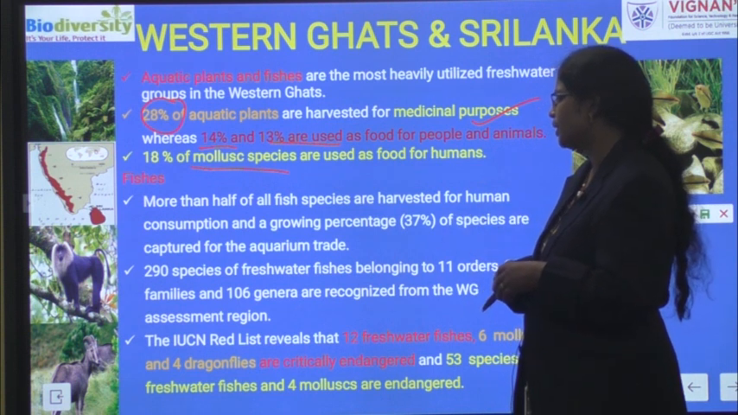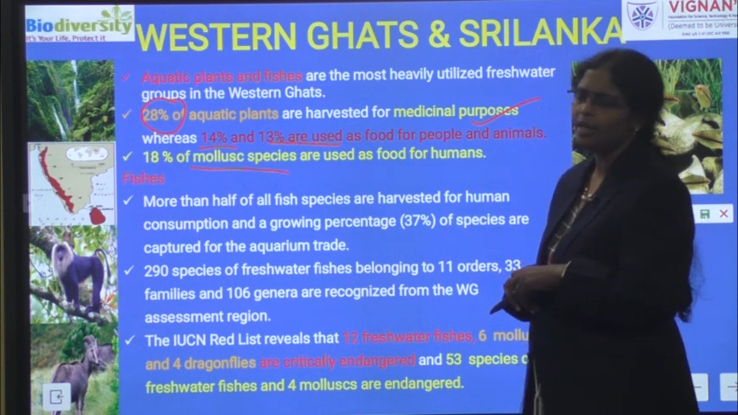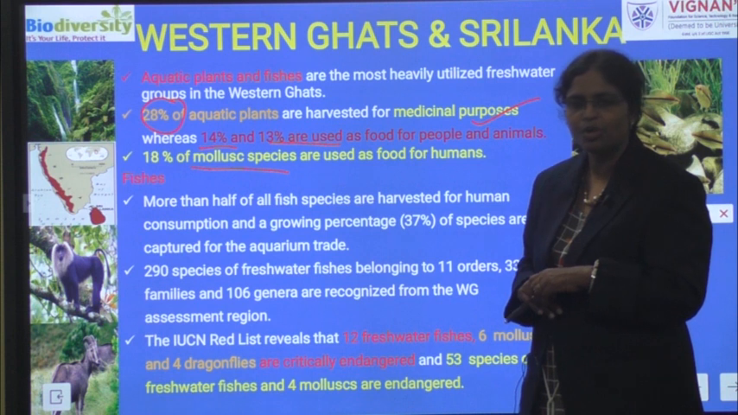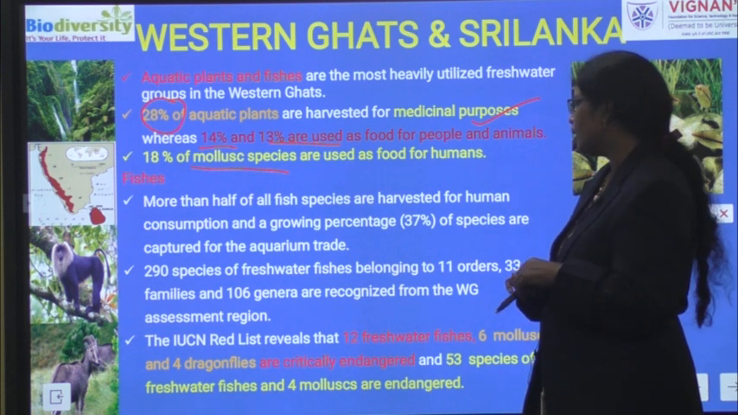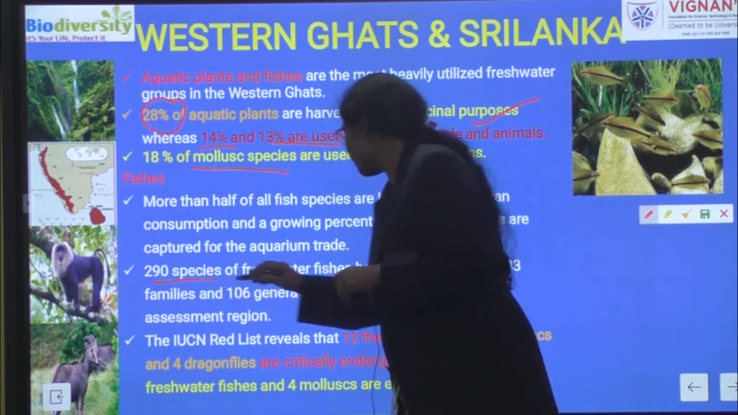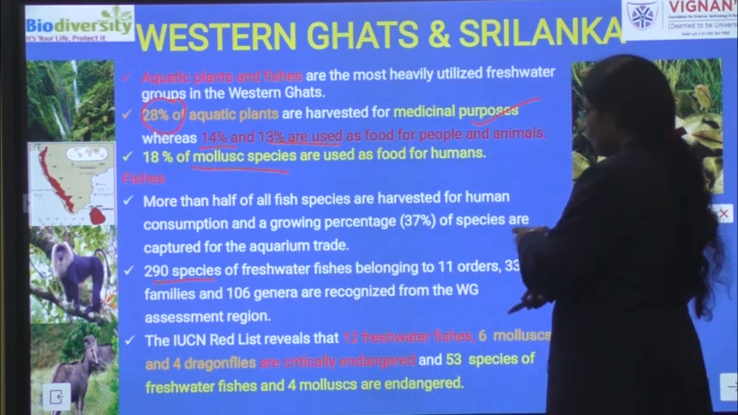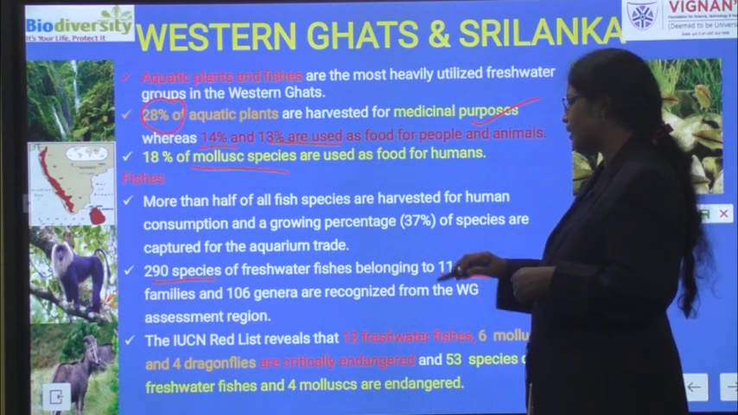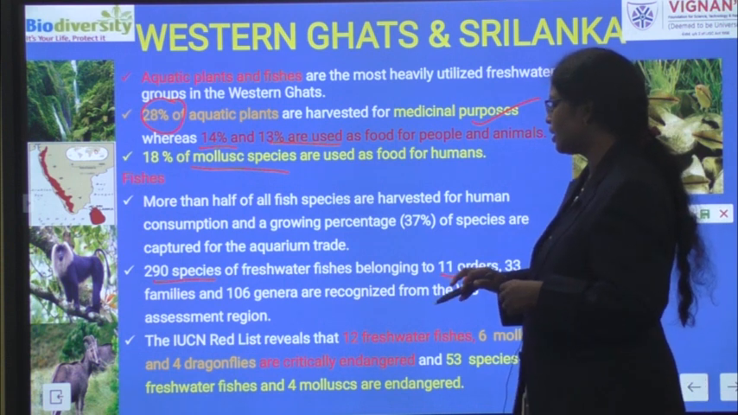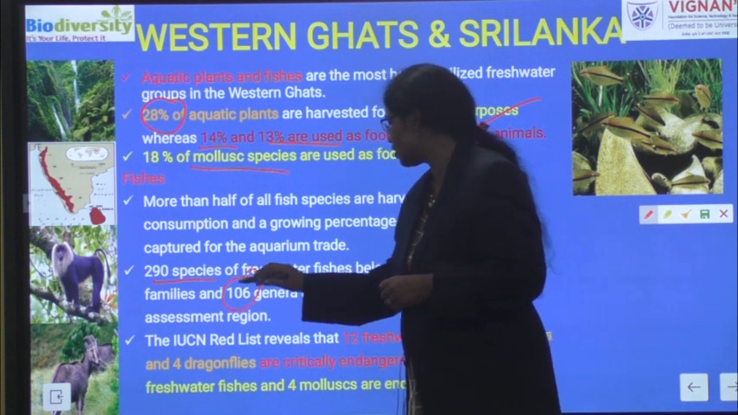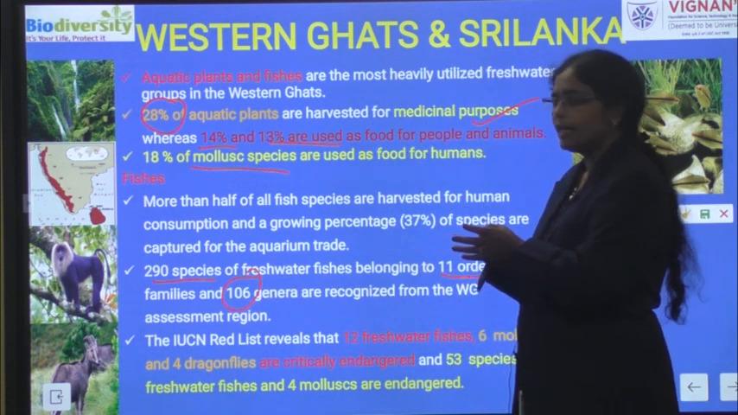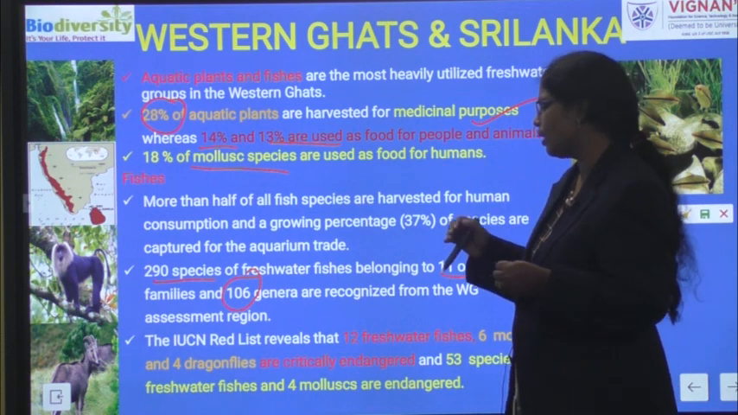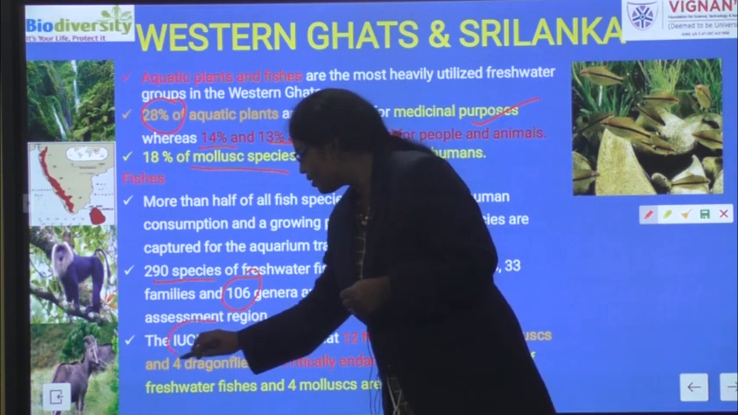Coming to the fishes, the majority are freshwater fishes because of the freshwater bodies, compared with the marine ecosystem. Nearly 290 species of freshwater fishes belong to various orders, families and genera. Here 11 orders, 33 families and 106 genera are recognized in this particular region. And here the species are entered in the IUCN Red List.